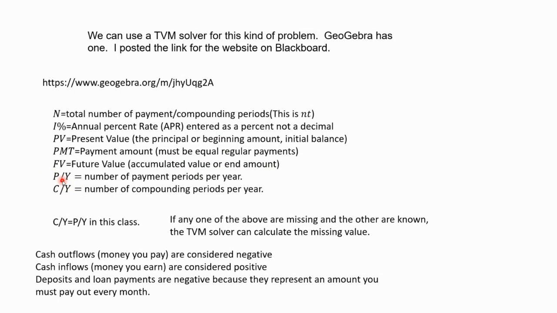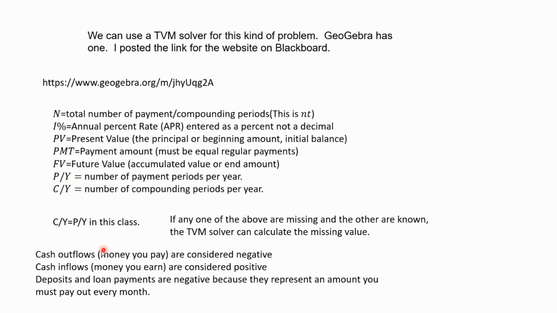These here, this is how many payments there are per year, monthly payments. This is how many compounding periods there are in a year. And in this class, again, these two are always equal. All right. These two will always be equal. That's what I have here.